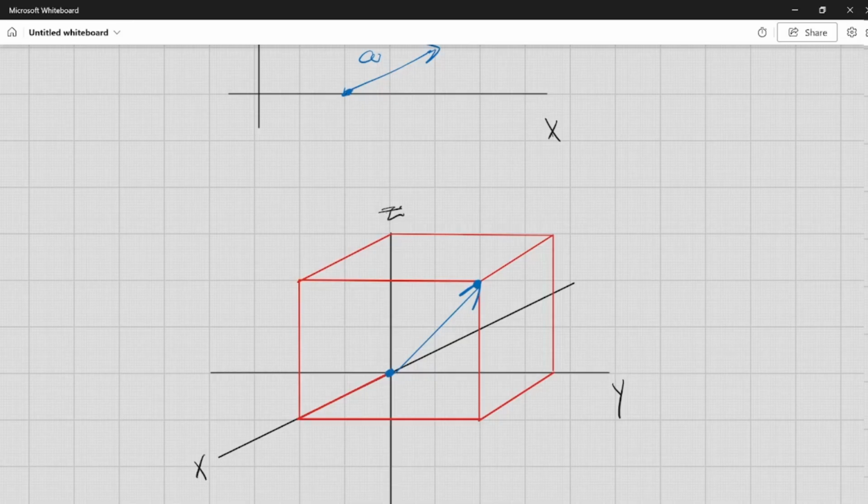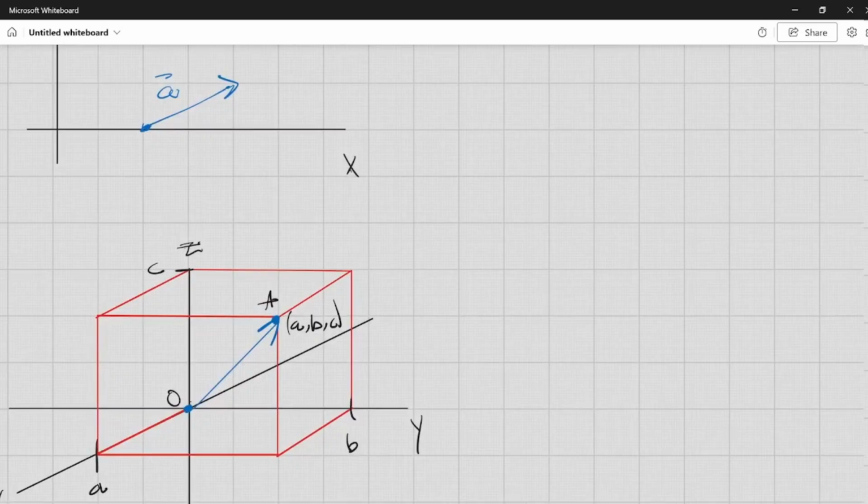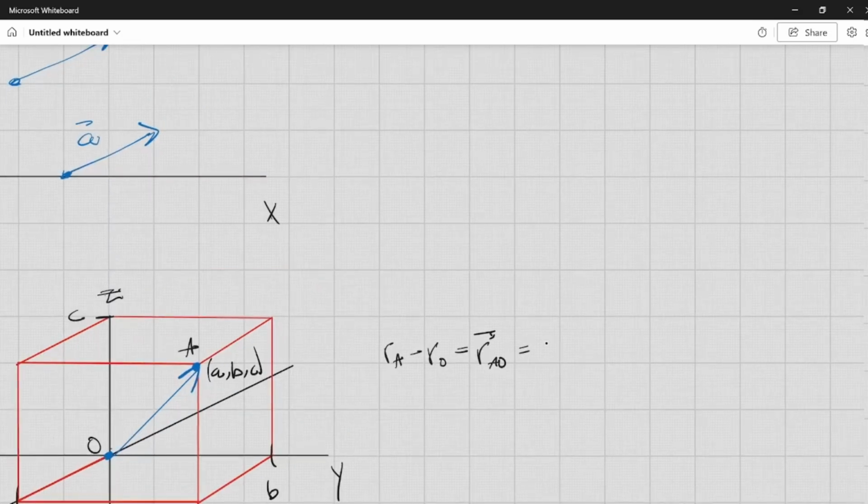and let's say my coordinate system is set up such that along the x-axis this is located at a coordinate A. Along the y-axis, there's a coordinate B, and along the z-axis, there's a coordinate C. That means that this point right here is A, B, C. And so if we call this point capital A, and let's call this O for origin, which is just at 0, 0, 0, we can actually say r_A minus r_O equals r_AO. That's a position vector, and it just equals A.